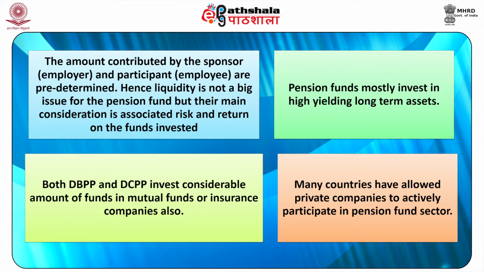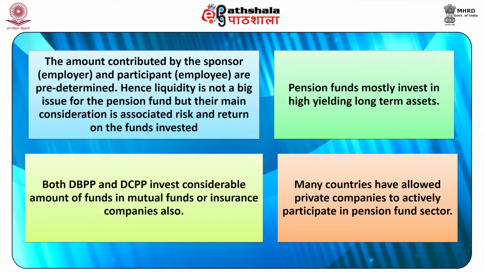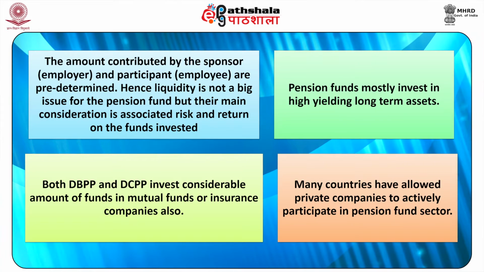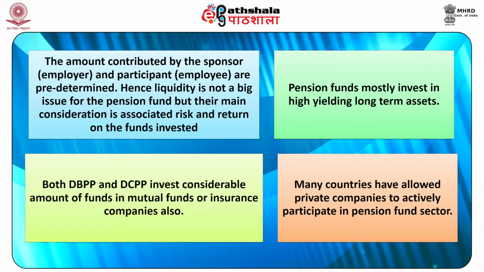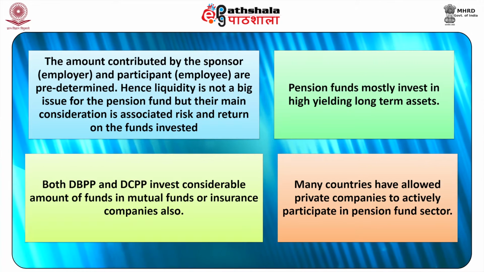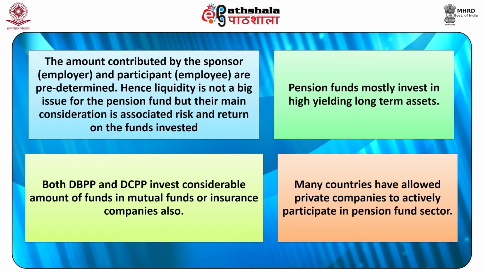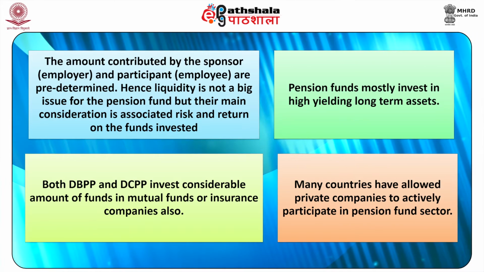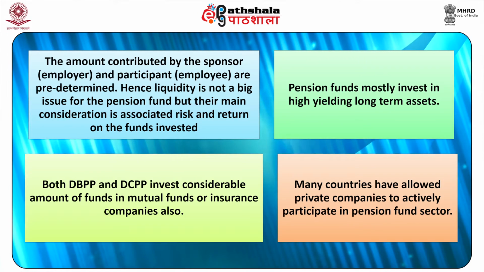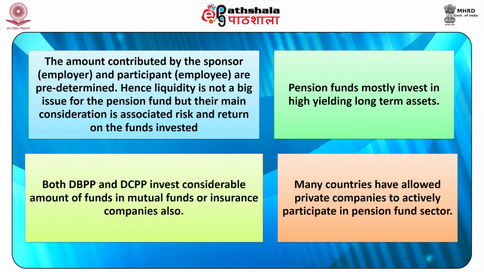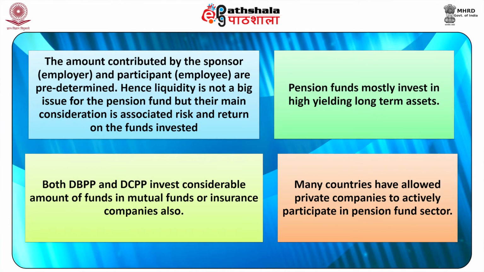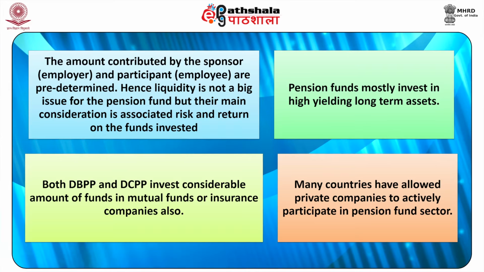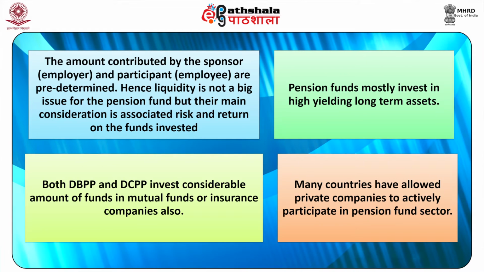Pension funds mostly invest in high-yielding long-term assets. Generally, DBPP invest in fixed income assets and DCPP prefer to invest in high-yielding corporate equities. Both DBPP and DCPP invest considerable amount of funds in mutual funds or insurance companies also. In few developed countries, pension funds have emerged as an active and big institutional player in securities market. Many countries have allowed private companies to actively participate in pension fund sector.